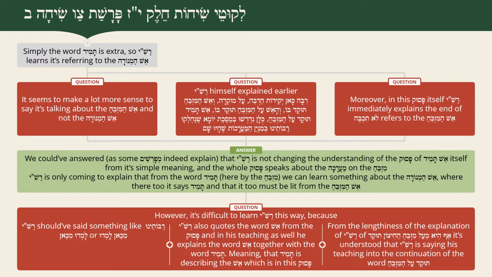And number three, from the lengthiness of the explanation of Rashi, where he concludes and says, Af hi, that it too, also the Eish, also the fire of the Menorah, Me'al Mizbeach HaChitzon Tukad, should be lit from the Mizbeach HaChitzon, it's understood that Rashi is saying his teaching into the Hemshech, into the continuation of the words in the pasuk, where it concludes and says, Tukad al Mizbeach, that the Eish HaMenorah, that the fire of the Menorah should be Tukad, lit, al Mizbeach, from upon the Mizbeach. So clearly this is how Rashi is learning the pasuk itself, and it's not a limud that we learn from this pasuk which is talking about the Mizbeach. No, from Rashi it's clear that this is a pasuk that's speaking about the Eish, the fire of the Menorah, and not the Mizbeach.